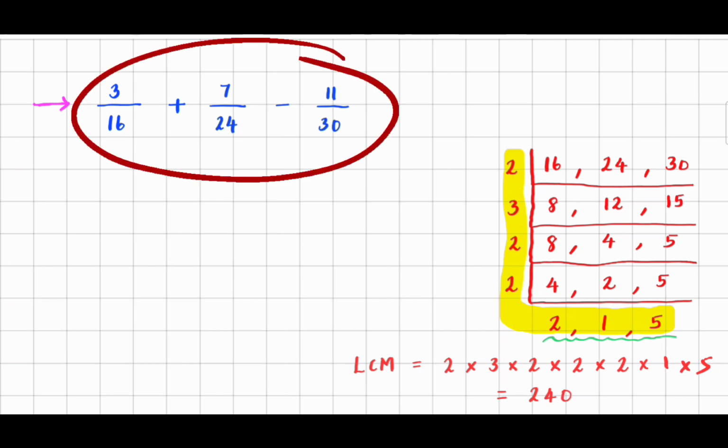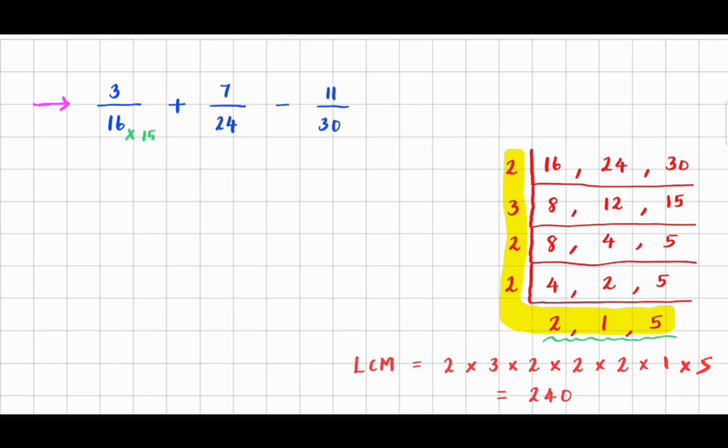Now let's try to make the denominators the same. When you multiply 16 by 15, you get 240. Then when you multiply 24 by 10, you get 240. And when you multiply 30 by 8, you also get 240. Just make sure that what we do to the bottom of the rational number, we must also do to the top.